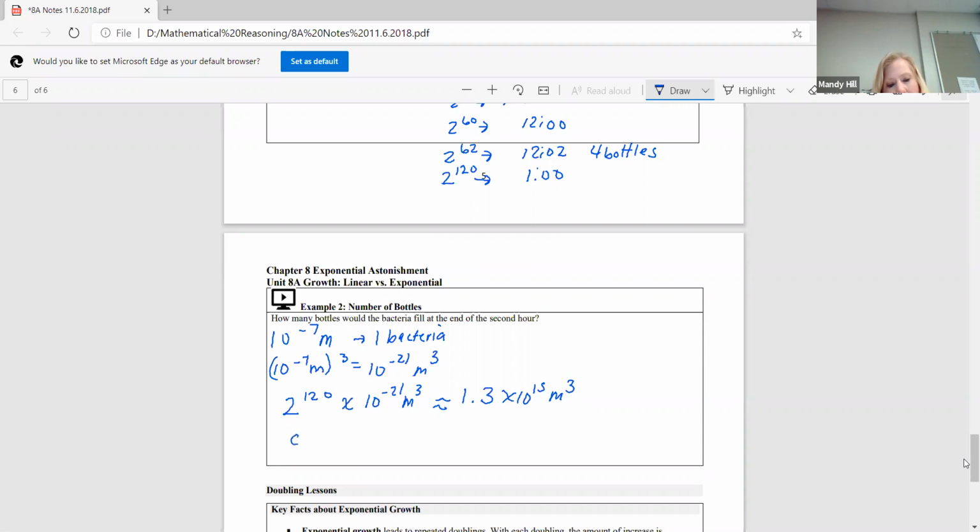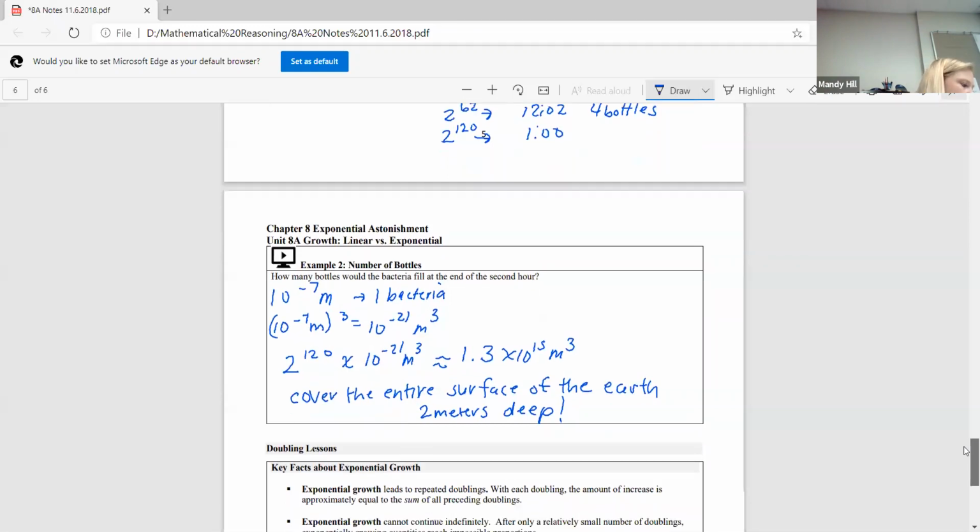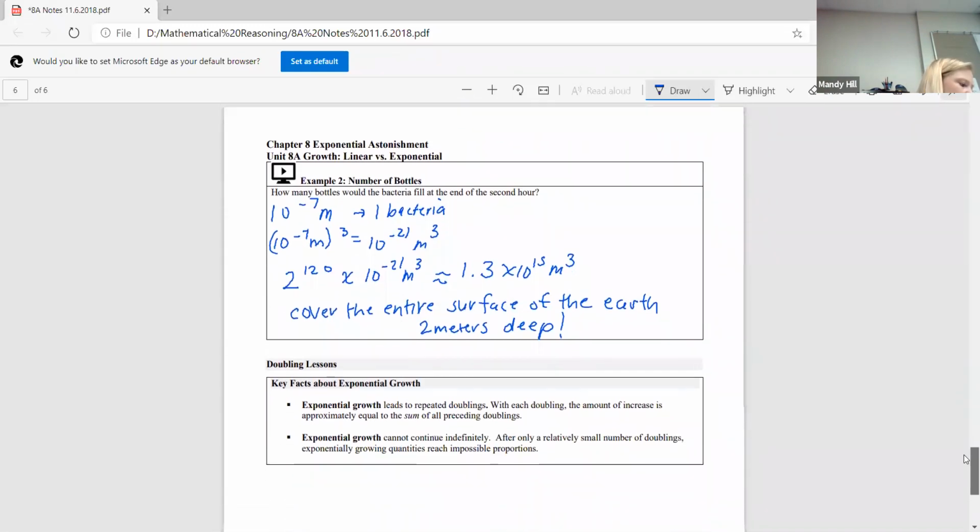So this would cover the entire surface of the earth in 2 hours, and it would be 2 meters deep. In fact, if the doubling continued for just 5.5 hours, the volume of bacteria would exceed the volume of the entire universe. So this question right here that says, well, how many bottles would the bacteria fill at the end of the second hour?